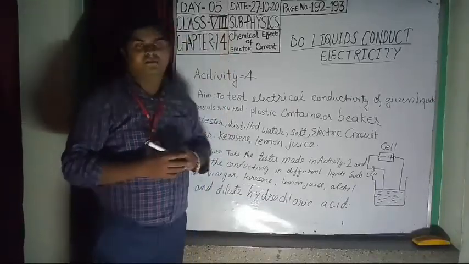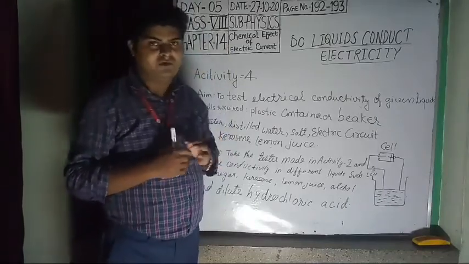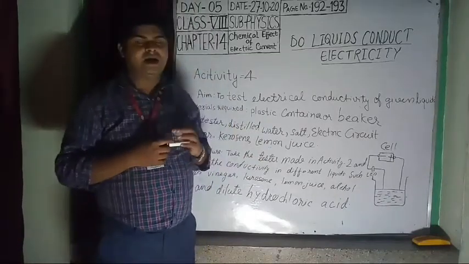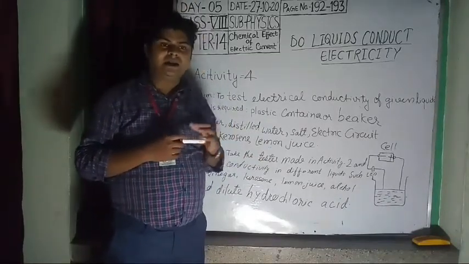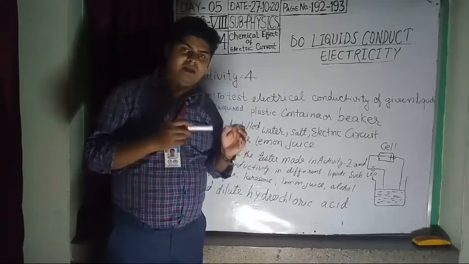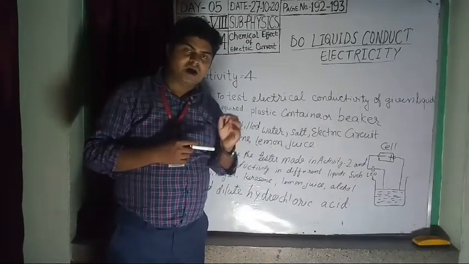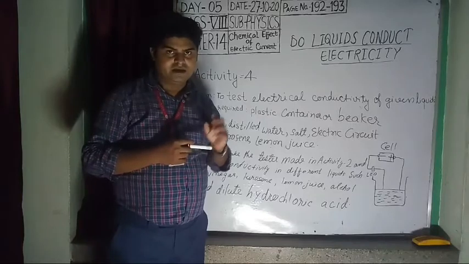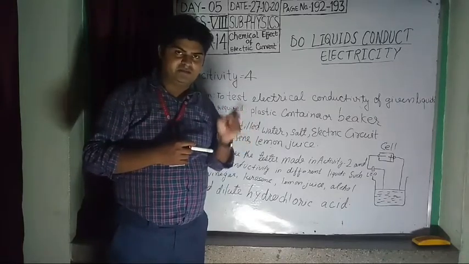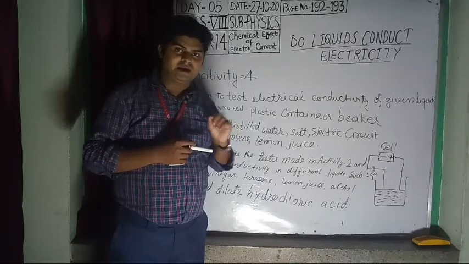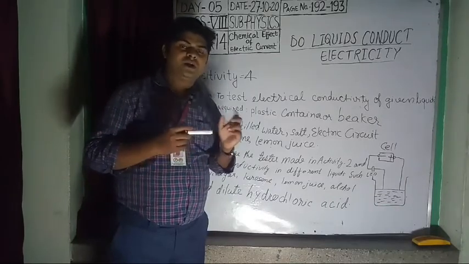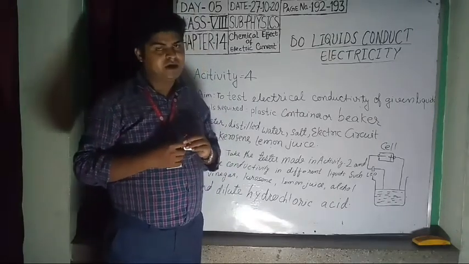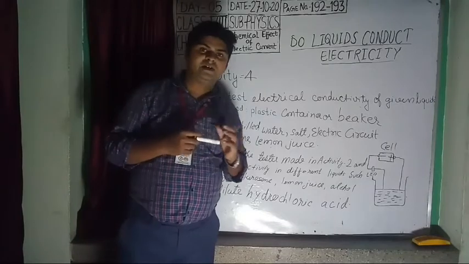Welcome to day 5. As you know, in day 4 I explained activity number 3, and the aim of that activity was how to make a tester with a magnetic compass. I hope you all understood very well how to make a magnetic compass. Today I am going to explain activity number 4.